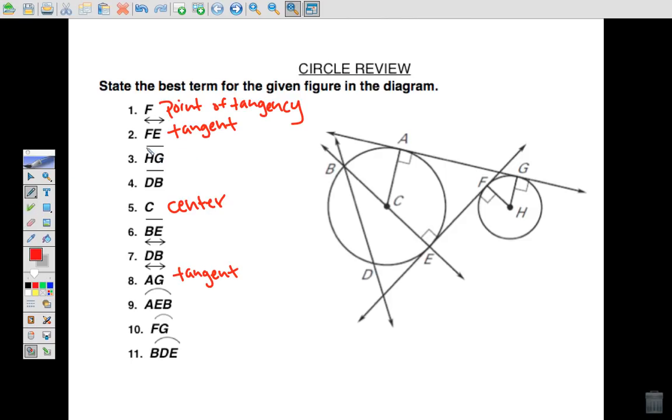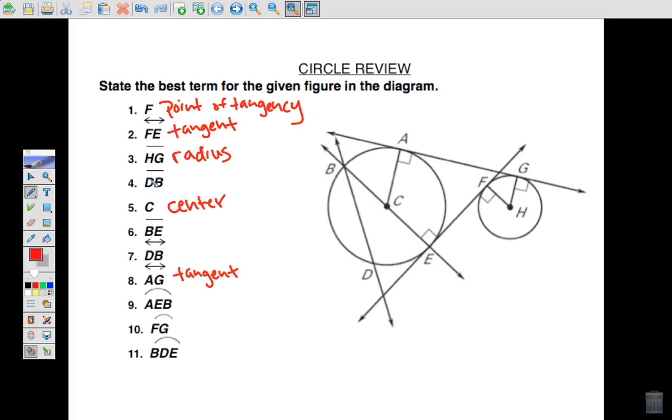Okay, so what's up next? HG. Now this is a segment. See the difference in that and that? That's a line, that's a segment. A tangent line will always be a line. A segment could be a radius, could be a diameter, or it could be just a chord. So HG is right here. That is a radius. By definition, a radius goes from the center to a side. So HF would also be a radius, but that's not an option. CB would be a radius, CA would be a radius, and CE would be a radius. So I don't think there are any more radii.